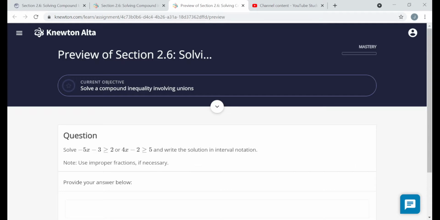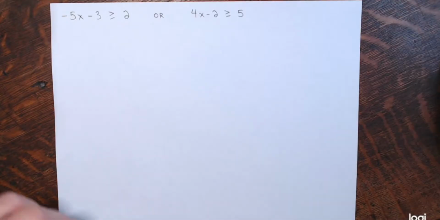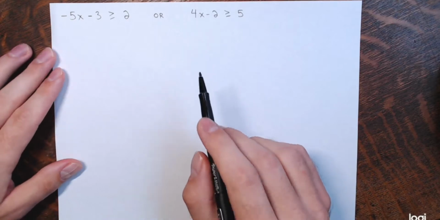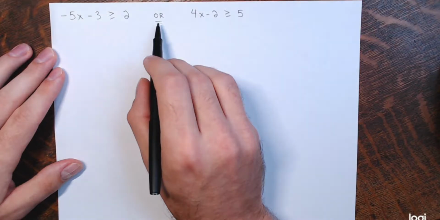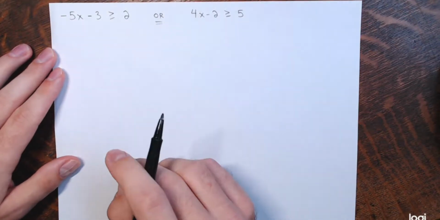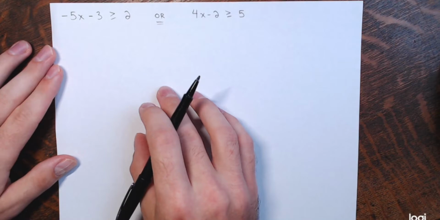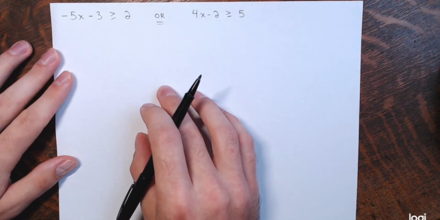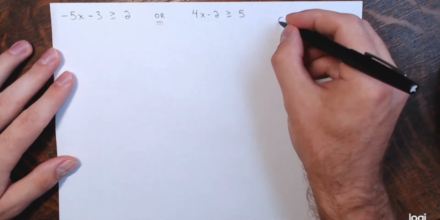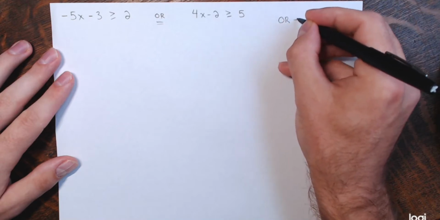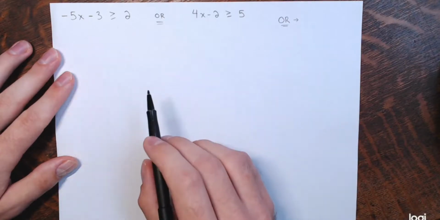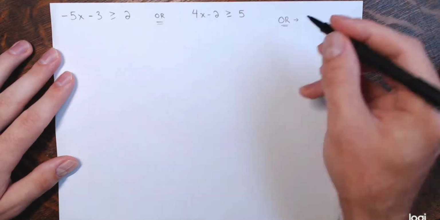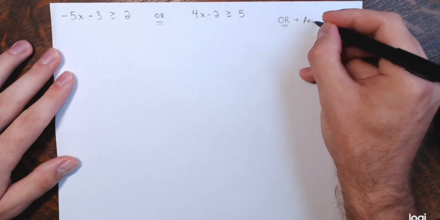I'm going to pull this up on a piece of paper and work on that. So I've written out that inequality. Now, when the word or is the connector of two inequalities in a compound inequality, it's very easy to find solutions. When you have the word or involved, any number that satisfies either inequality belongs to the solution set.